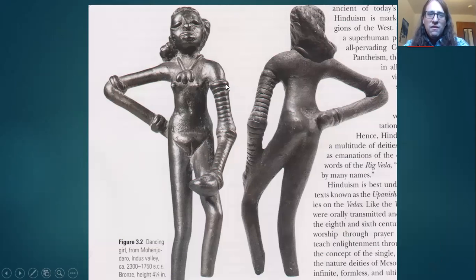This nice little figurine is very well designed here. Simple and pretty small. It's only 4 inches tall, but they're still able to get a lot of detail there. And we can even kind of get a sense of some of the clothes that a young woman like this might have worn. And this comes from Mohenjo-daro.